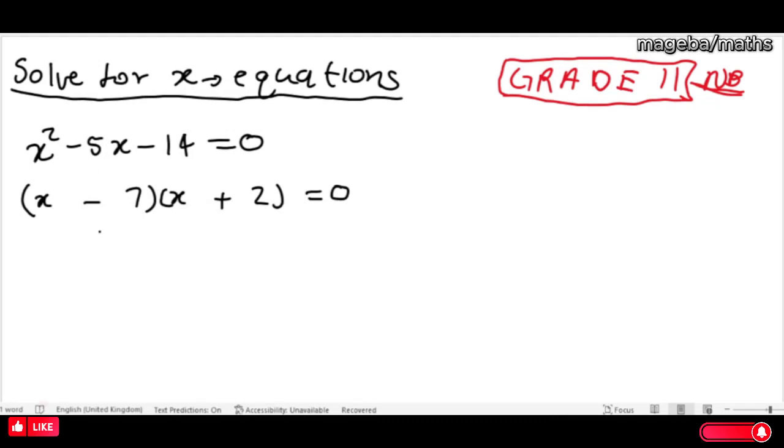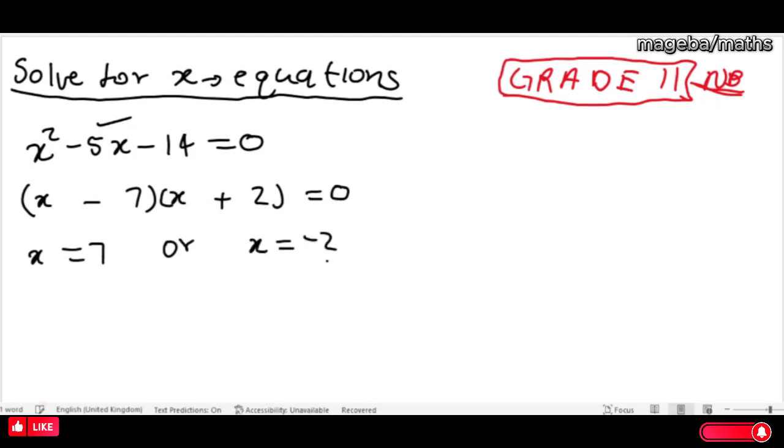So this one is very, very important. You can check it by timesing everything here. What does it give you? This equation that we have here. And then from here, remember we're solving for x, so x is equal to 7, or x is equal to negative 2.